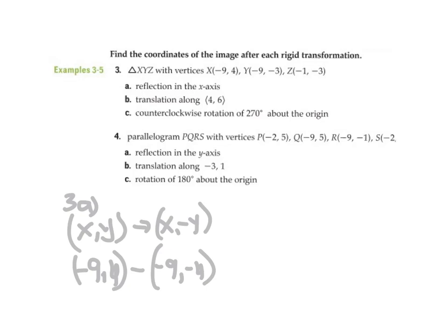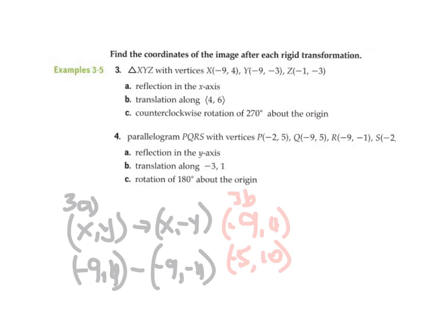A translation, don't forget, is just whatever the vector is. So in this case, if we look at the 3b part of it, we've still got our negative 9 and 4. But this time we've got to add 4 and 6 to the respective one. So negative 9 add 4 will give you negative 5, and then your 4 add 6 will give you 10. So now you've got your new coordinates, and then eventually you can plot the diagram.